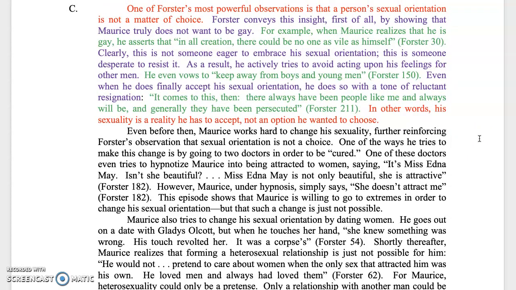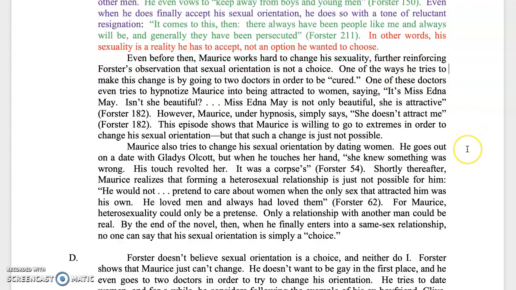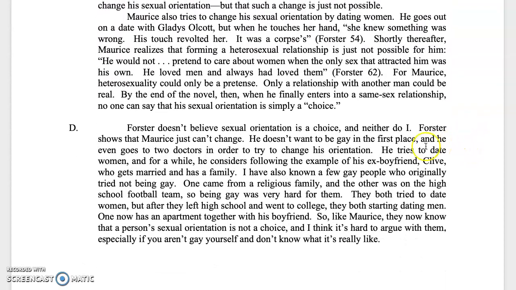Obviously, you don't have to have multiple paragraphs for one observation. Usually you just have one. But in this case, there was a lot of evidence. Let's quickly just look at D here. So pause and look at that.